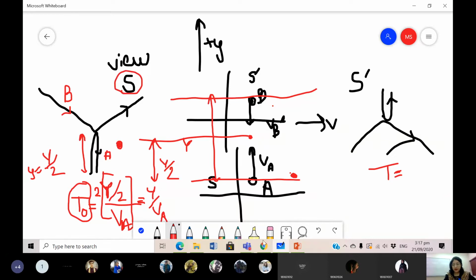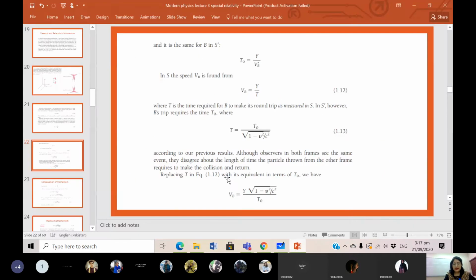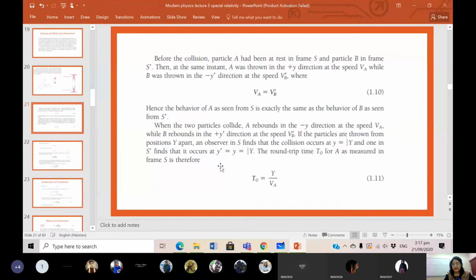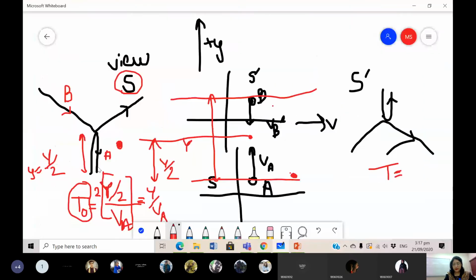T0 is defined as the round trip time for A to move this distance, from here back to here, as seen from frame S. Does that make sense? No?